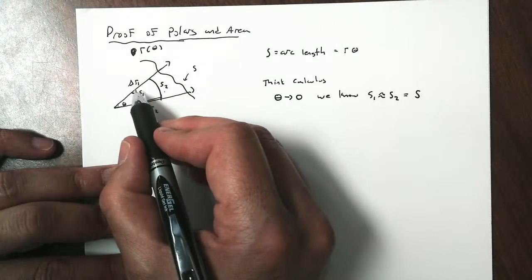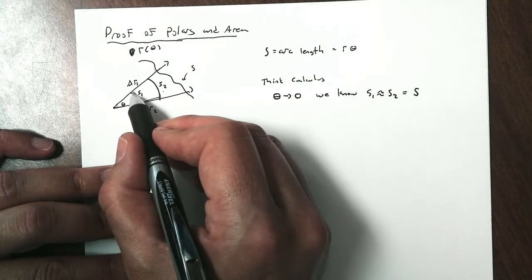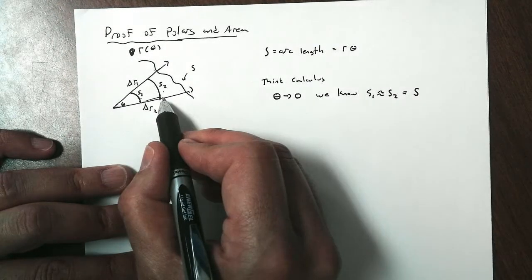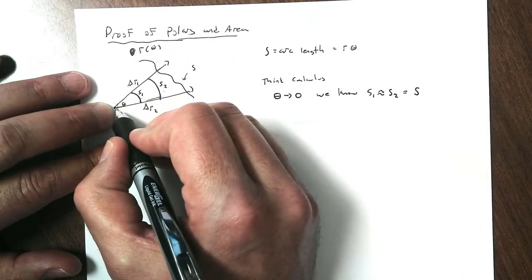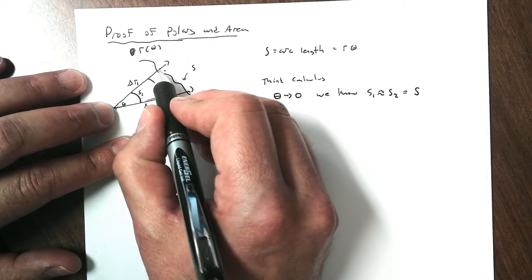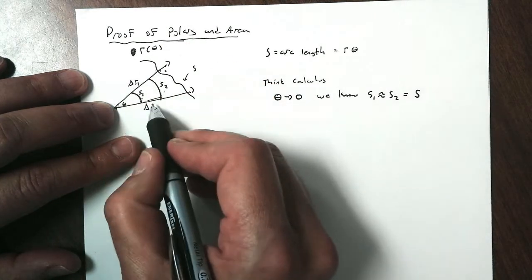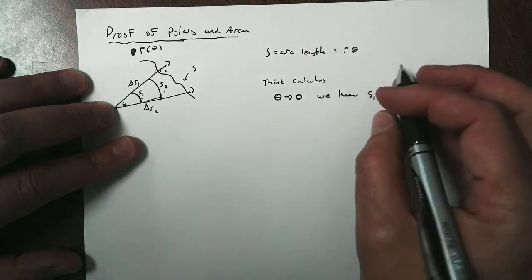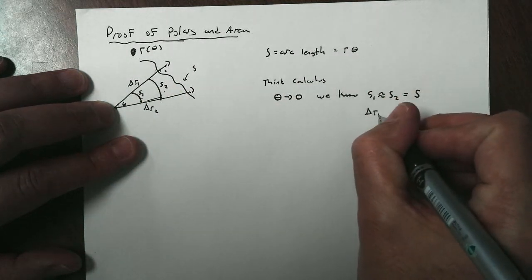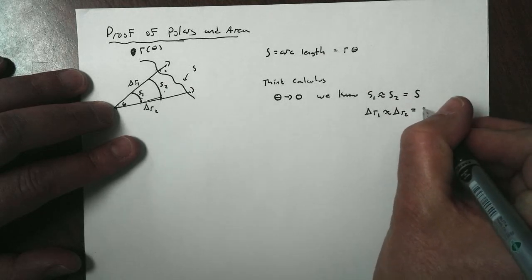Up here we have the change in radii, delta R1 and delta R2. This is the small, minute change in the radius from the center to the function itself. Well, R1 and R2, as theta goes to 0, also become close to each other. So we can say that delta R1 approximates delta R2, and we're going to call that the change in r.